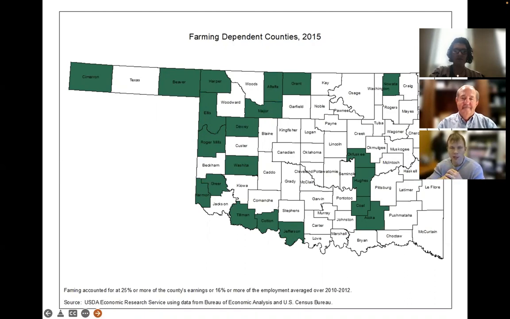The key takeaway here is that about a quarter of all Oklahoma counties are classified as farming dependent. You can see a lot out in the western part of the state are classified as farming dependent. We've gotten away from defining all rural counties as agriculture only. There's a lot of other activities going on in these counties and cities, but we still do have a dominant farming sector in at least a decent amount of our counties.